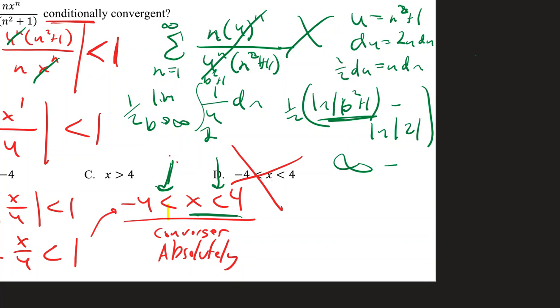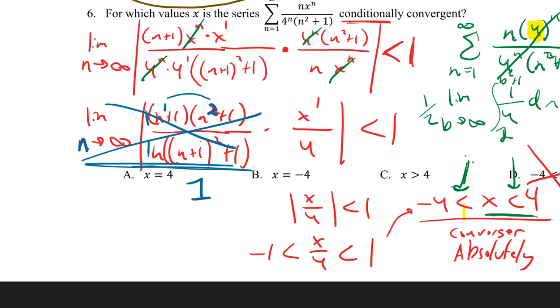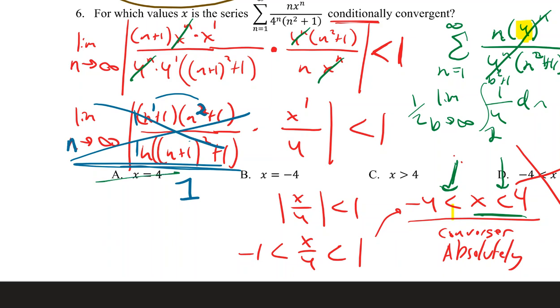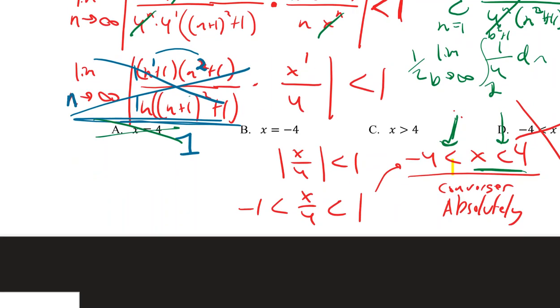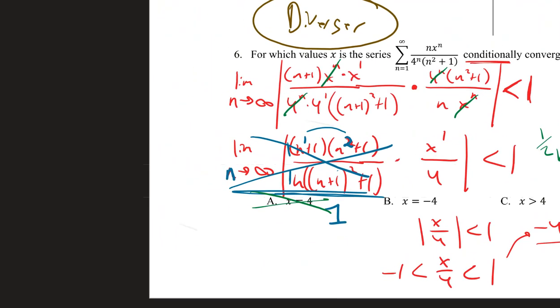So numbers smaller than 4 converged absolutely, but when I tried to plug in x equals 4 and test it, I ended up getting diverge. So if x equals 4 diverges, it's not converging conditionally. So you know it's not that.